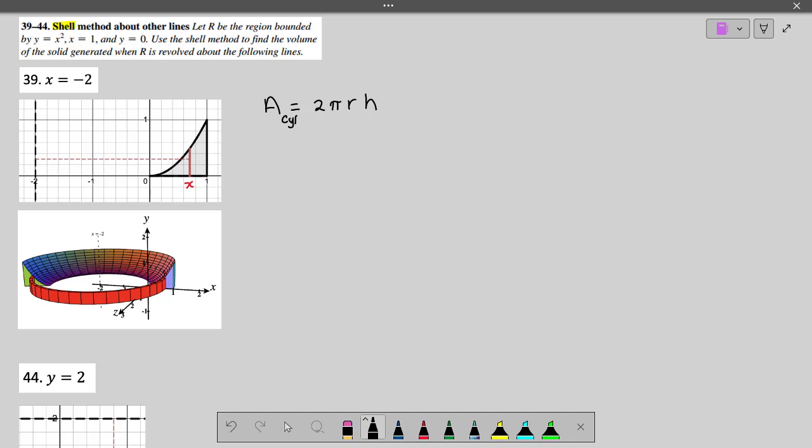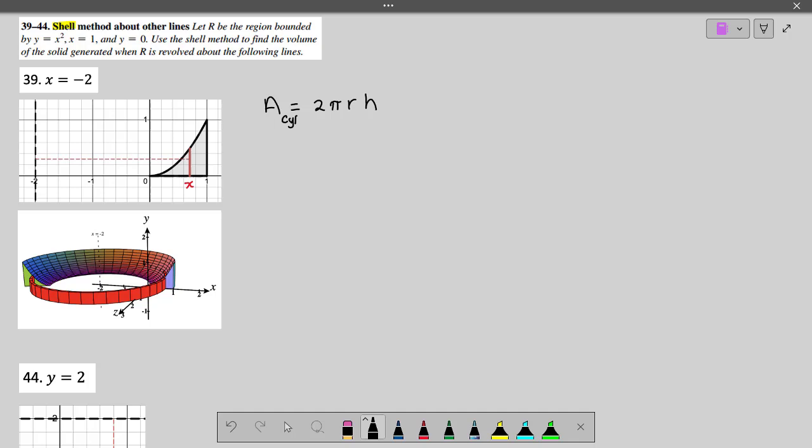Now we have chosen a vertical element. The thickness of that vertical element is dx. That tells us we're going to integrate with respect to x. Everyone okay on that part? So if it's vertical, we integrate with respect to x. If it's horizontal, we integrate with respect to y. So we're going to integrate with respect to x. That tells us that the r and the h have to be replaced with expressions in x. So we have to turn them all into x's. We can only have x's in there.